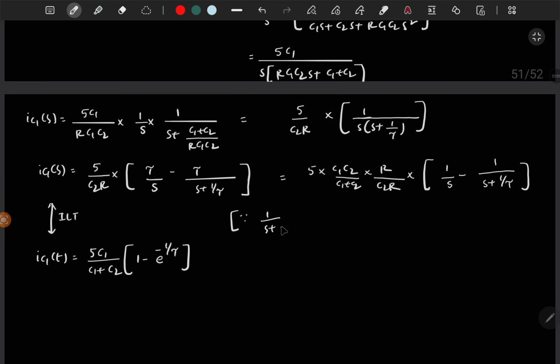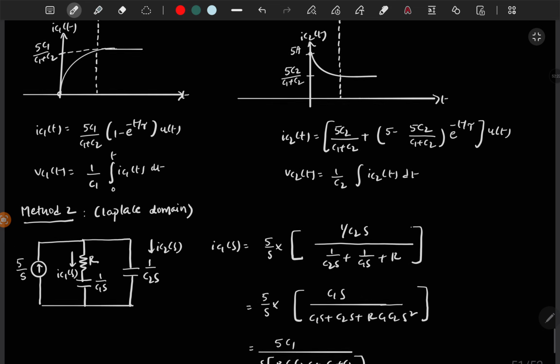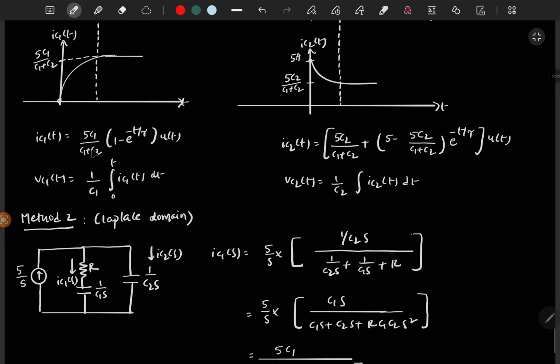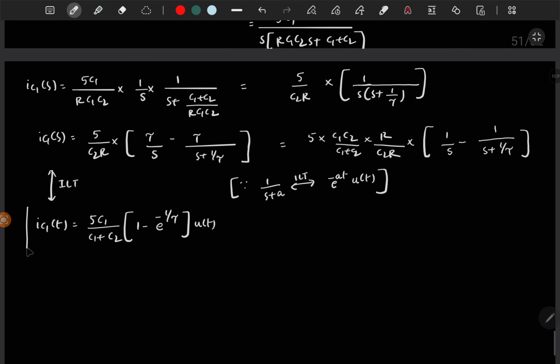1 by s plus a, inverse Laplace transform is e power minus at u of t. So yeah, this is IC1 of t, and this should match our time domain analysis, 5c1 by c1 plus c2 times 1 minus e power minus t by tau u of t. So this is how you can directly get it from the Laplace transform.